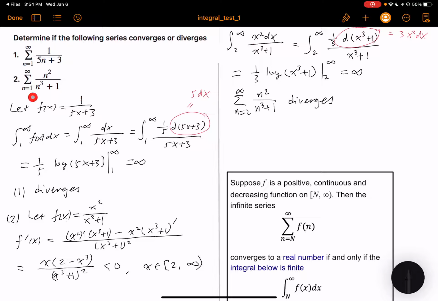Now, when you look at the original series, the summation is from n equals 1 to infinity, but this is from 2. So there's one extra item, but it doesn't really matter. You can write this as the first item, 1 squared divided by 1 cubed plus 1, plus the sum from n equals 2 to infinity of n squared divided by n cubed plus 1. And we showed that this second item diverges, and the first item is a constant. So the whole infinite series diverges. So basically, we conclude that the second series diverges.